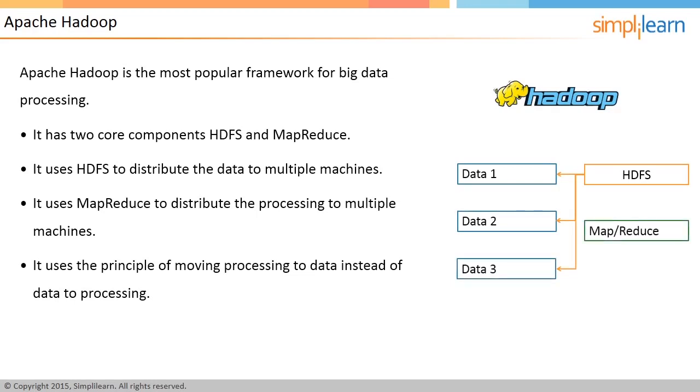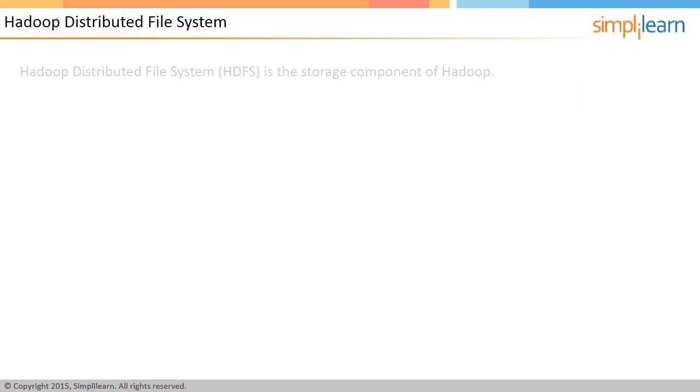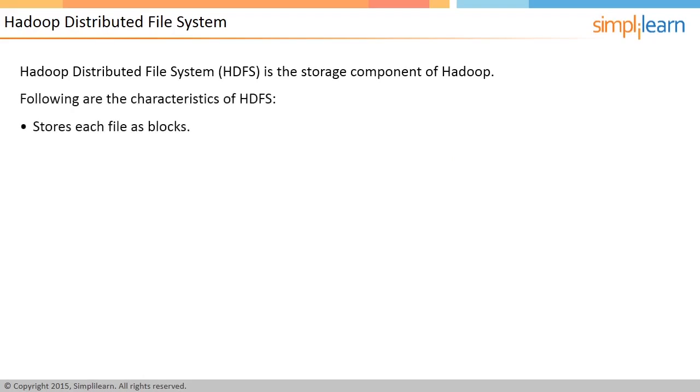Finally, processing is completed by the CPUs of each machine where the data is stored. So CPU 1 processes data 1, CPU 2 processes data 2, and CPU 3 processes data 3. HDFS is the storage component of Hadoop, which stores each file as blocks, with a default block size of 64 megabytes. This is larger than the block size on Windows, which is 1K or 4K.